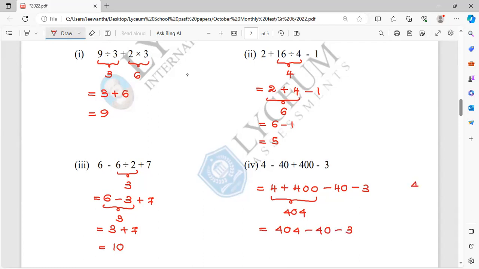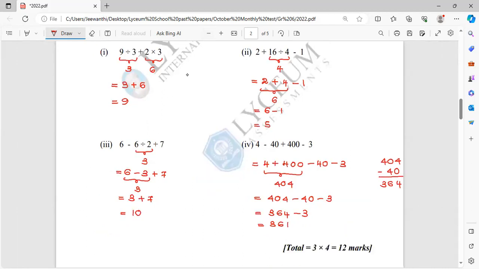404, you deduct 40, and then you deduct 3. So then from 404, when you deduct 40, what will be the answer? Here, 364, right? From 364, you deduct 3, so then the answer is 361. Children, once you are getting the answers for these kind of questions, before moving to the next question, please double check this.